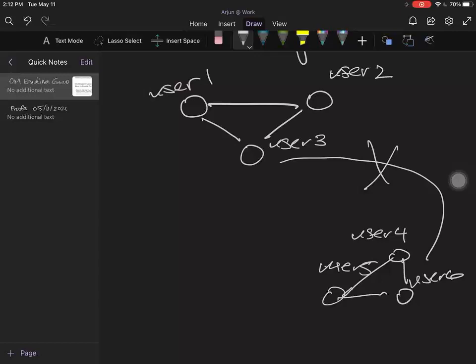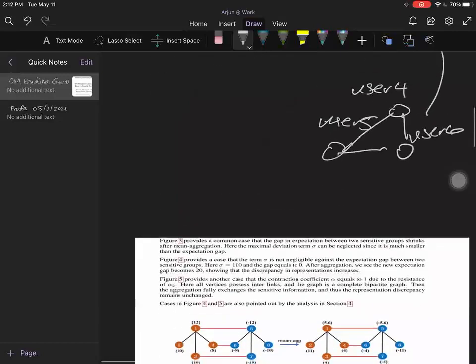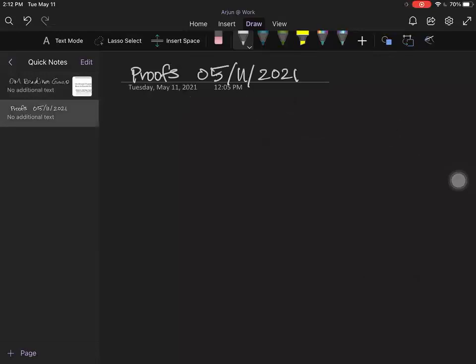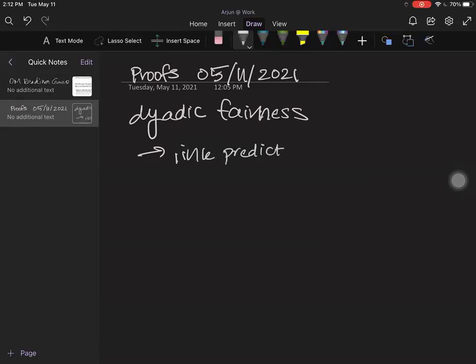And the main objective here, in a very conceptual sense, before we get into the actual definition itself, is this dyadic fairness that I previously mentioned. What we hope is that link predictions are statistically independent of the sensitive attributes from the given two vertices.